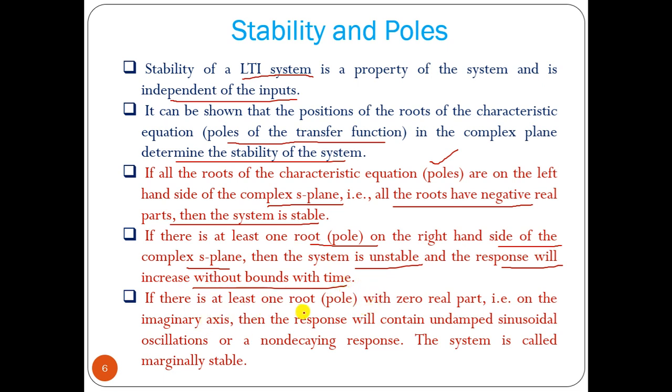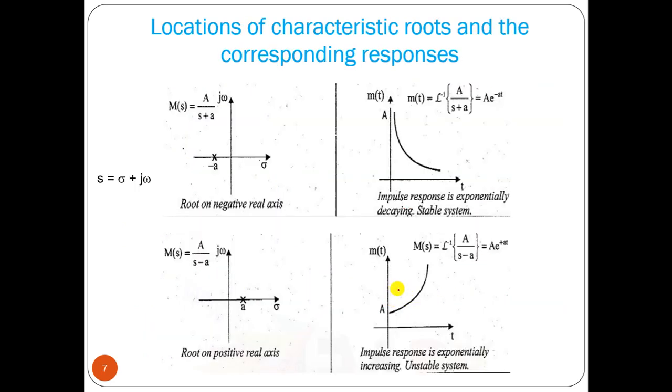If there is at least one root or pole with zero real part, that is lying on the imaginary axis, then the response will contain undamped sinusoidal oscillations, or a non-decaying response. Then the system is called a marginally stable system. For example, let me just show you.